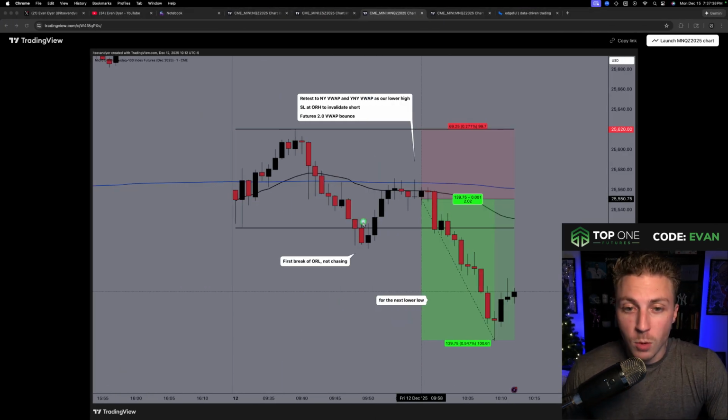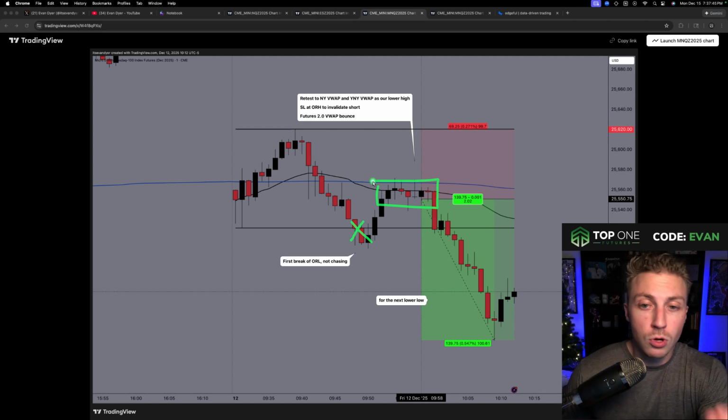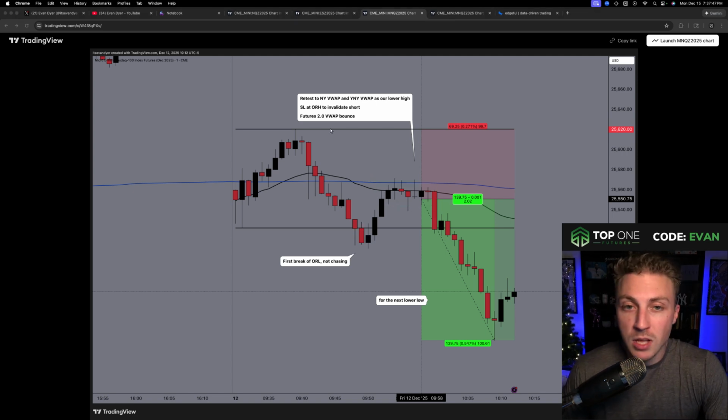Still, first break of opening range low. I don't want to chase that. Returns to New York VWAP fully for like 5-6 minutes. Sellers are holding it. Beautiful. I get the same stop loss at high of day, saying as long as sellers don't give up a new high, I want to be short.